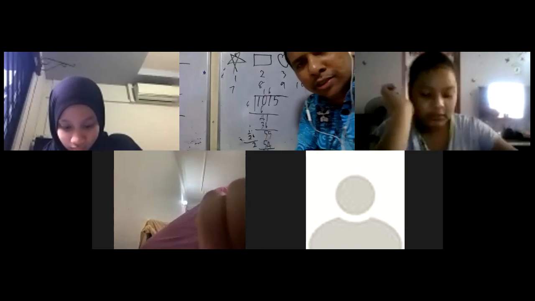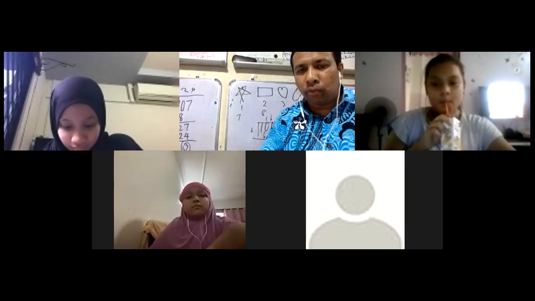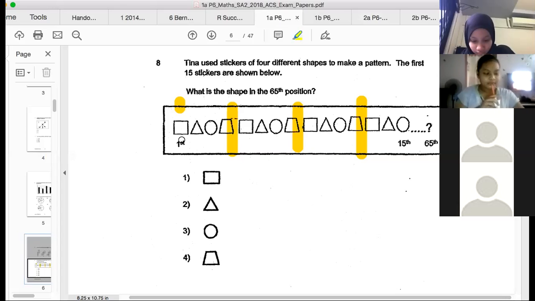So you know how to do this type of pattern. It's actually very simple. But whenever you see this question, next time you think, very simple. Just divide by the number of the set and find the remainder. Easy, no? The last time PSLE question was something like that, but slightly different. The last question.